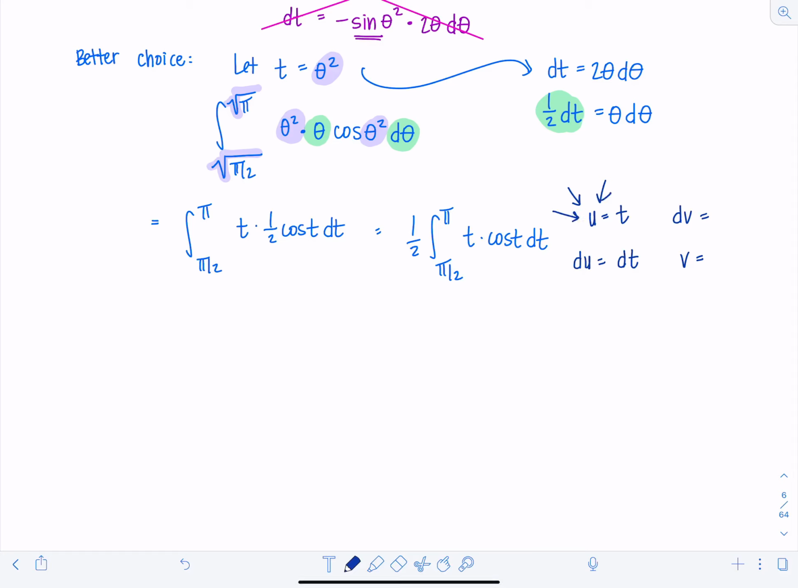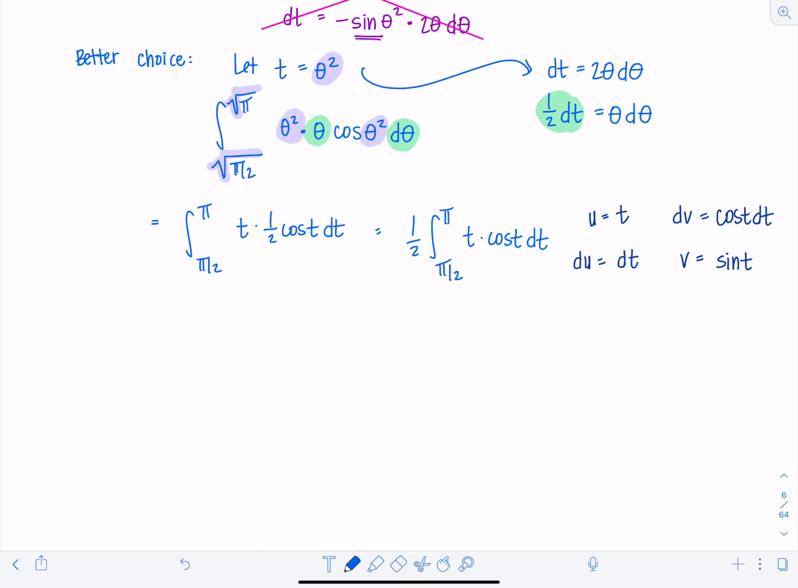So put what you don't want there. It wouldn't be a good idea to let u be the trig function because du would still have a trig function in it, right? It's not going to get any easier. So that wouldn't be a good choice. Try it and see if you don't understand what I mean. And then dv is cosine of t dt. And then v is going to be sine t. Okay, cool.